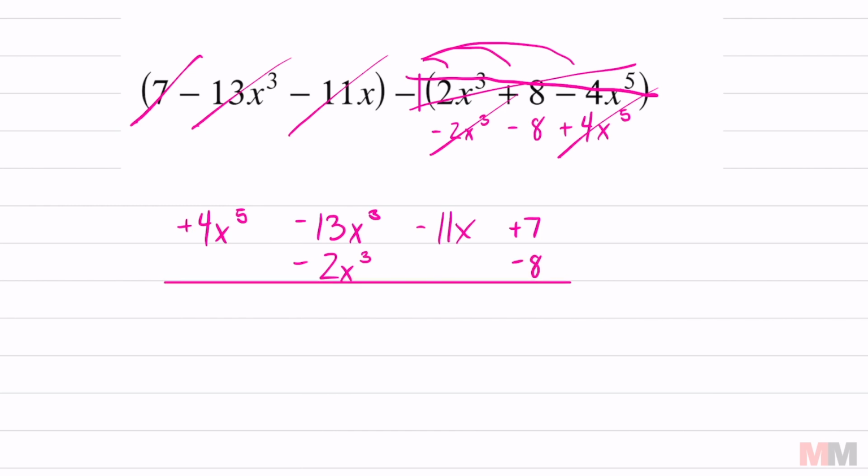So if you look at this, it's all organized. They're all categorized by like terms vertically. If there's nothing to add, you just drop it down like that, and then it's just simple addition and subtraction from here. -15x to the 3rd, -11x, and 7 minus 8 is -1.